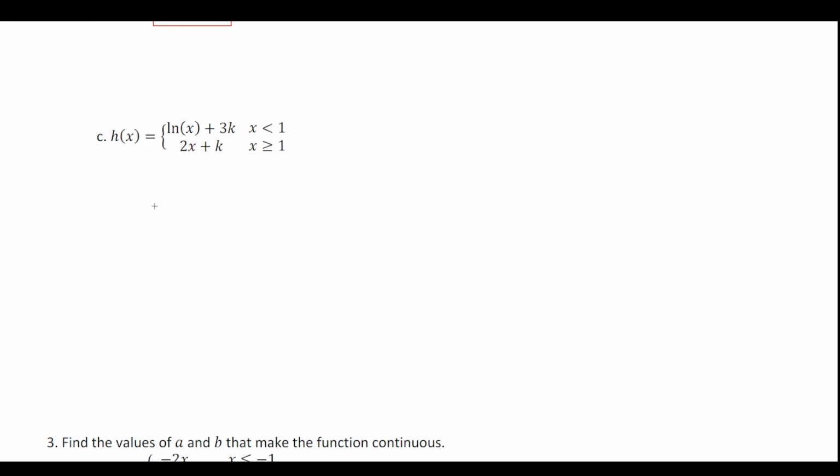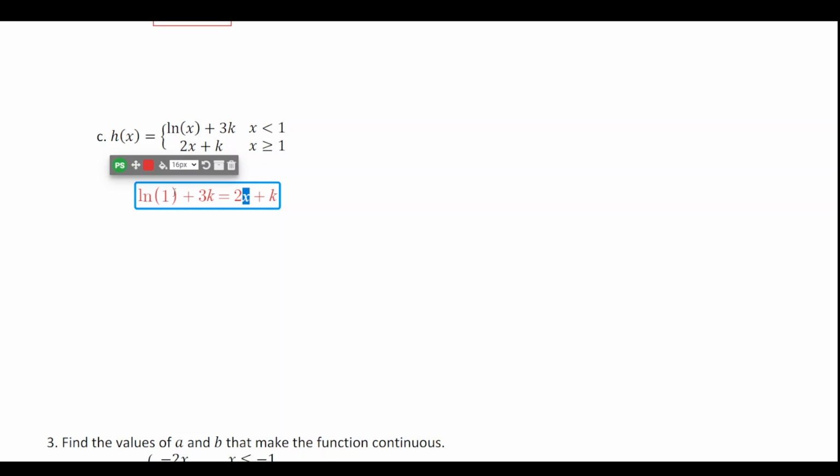Now for C, same thing here. Okay, we're going to set the two equations equal to each other. So natural log of x plus 3k equals 2x plus k. We want it to be continuous, so we need to make sure that when we break over from one function to the next, the y values are the same, so that there is no break.